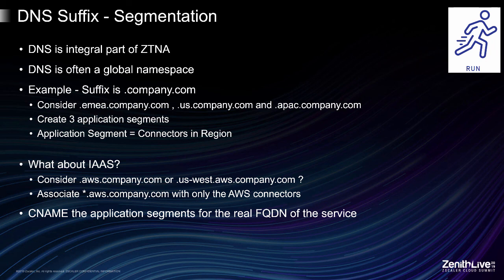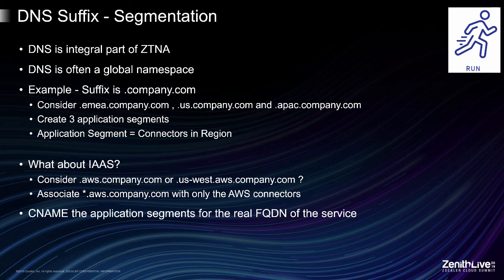And then I see customers start to build that out in infrastructure as a service and say, okay, aws.company.com or even region.aws.company.com for those applications that exist there, and only associating aws.company.com with the connectors in AWS. So I start to restrict and I can control. I can still say, a user can access an application in EMEA.company.com through my London connector and access an application.uswest.aws.company.com through my connector in AWS.